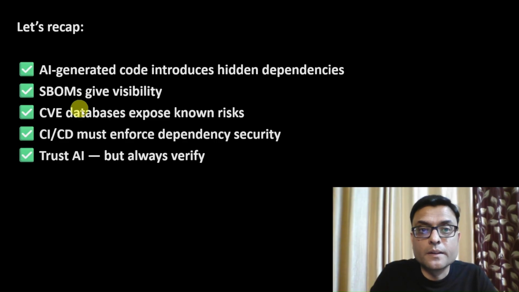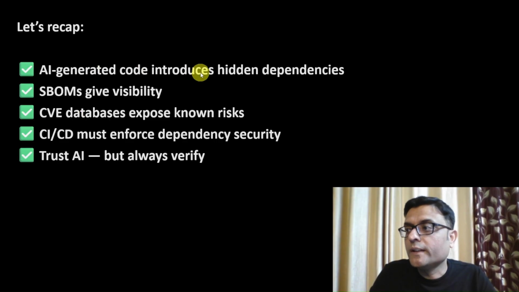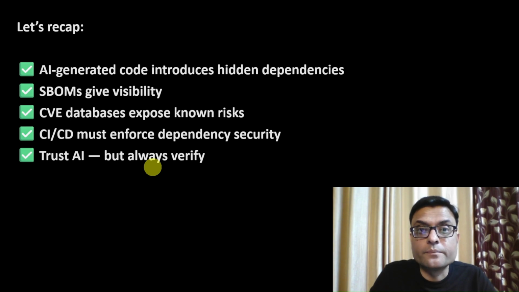Let's recap. AI generated code introduces hidden dependencies. SBOMs give visibility. CVE databases expose known risks. CI/CD must enforce dependency security. Trust AI, but always verify. If your AI writes code, your security process must evolve with it.